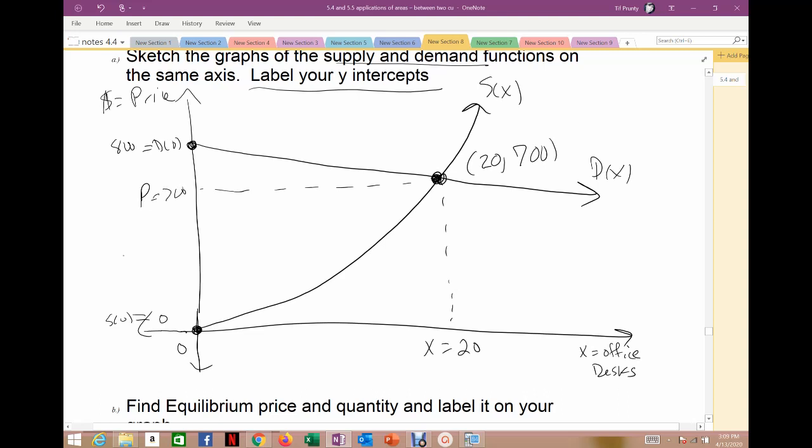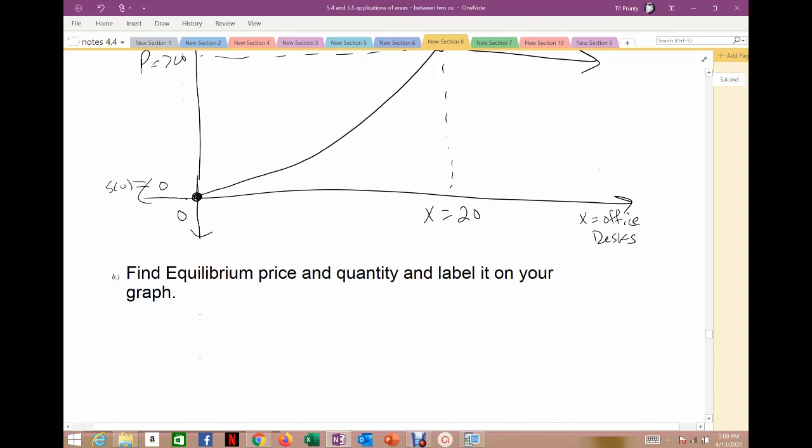Alright, so if they set the price to $700 per desk, they should sell 20 per week, per month, per day, whatever the time period is. Right? And that will be their market equilibrium point. So there's the answer to A. Find the equilibrium price and quantity. I already labeled it on my graph.